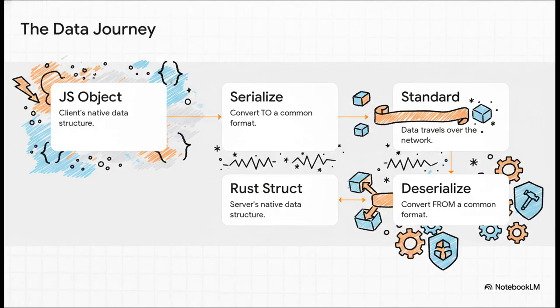Okay, so this slide just lays it all out, the entire round trip. You start with a JavaScript object on the client, it gets serialized into the standard format, it travels across the network, then, on the other side, it gets deserialized back into a perfect, ready-to-use Rust struct. It's a beautiful, seamless journey.